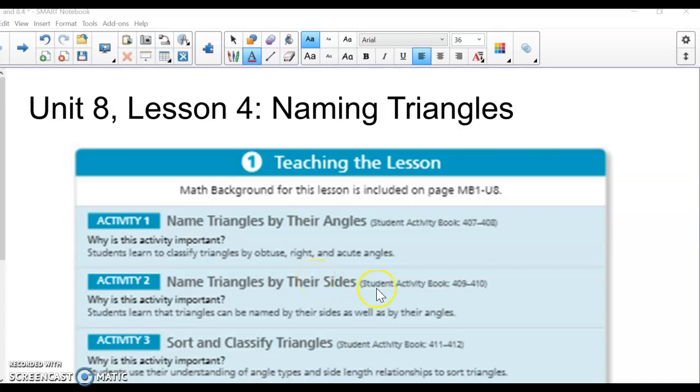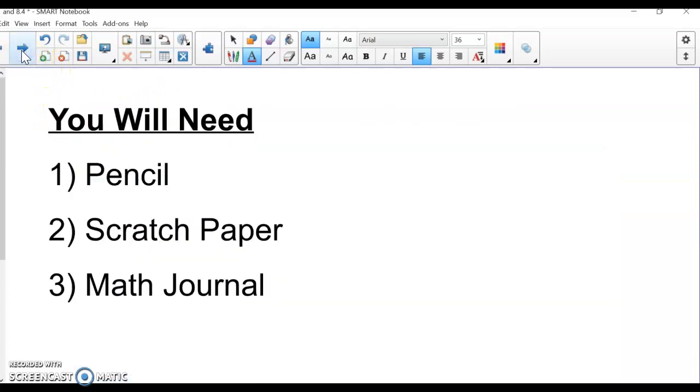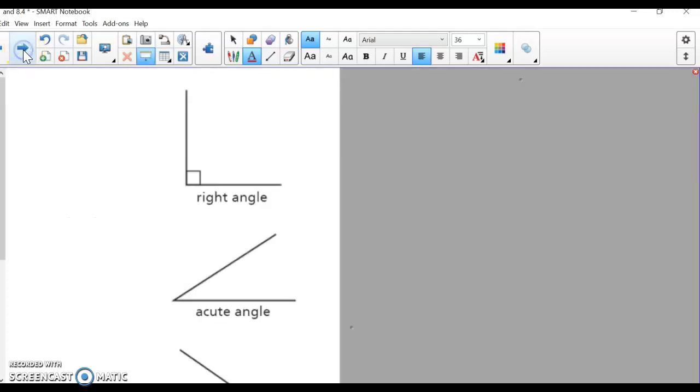This is Unit 8, Lesson 4 now. So we're skipping ahead again a little bit. And today we're going to focus on two different ways to name triangles. It's going to continue directly from Monday's lesson of naming angles and then have a few new vocabulary words as well. So what you're going to need is your pencil, your scratch paper, and your math journal. Let's go ahead and get started.